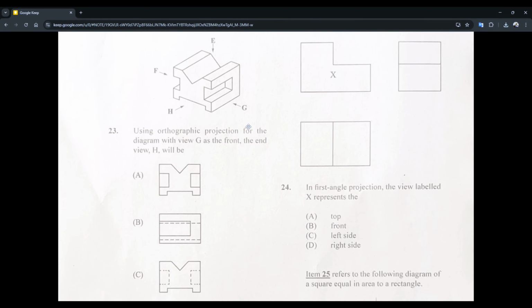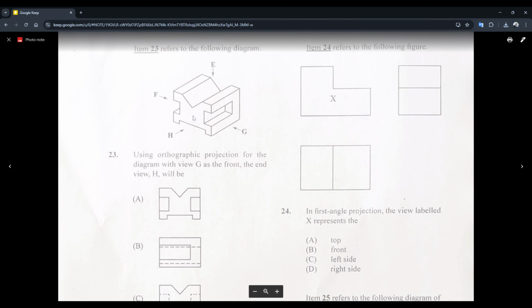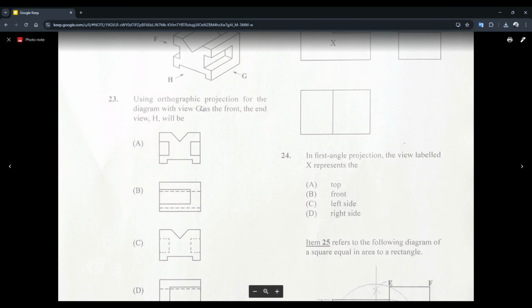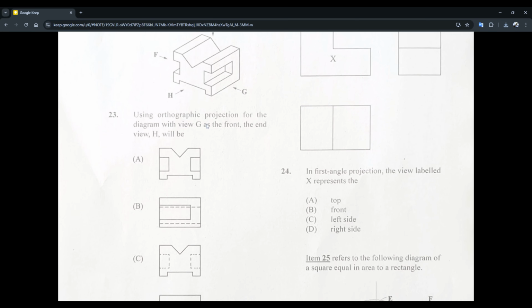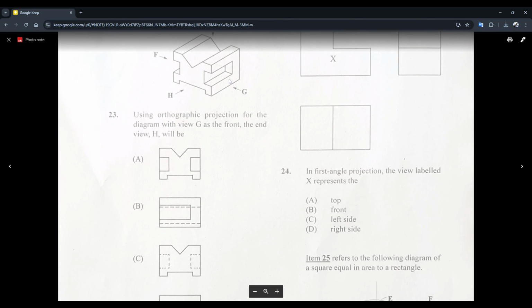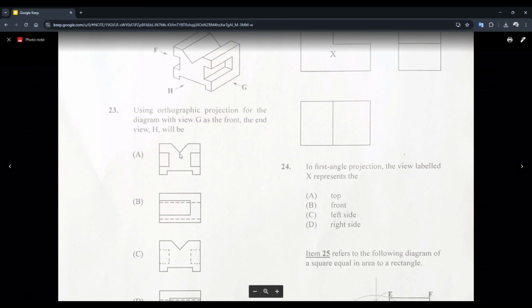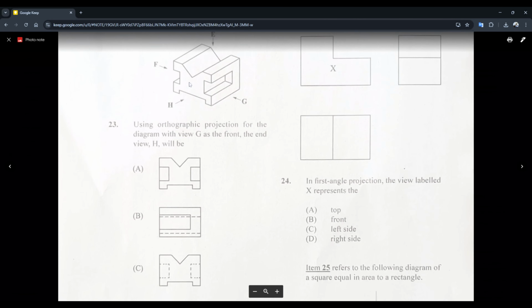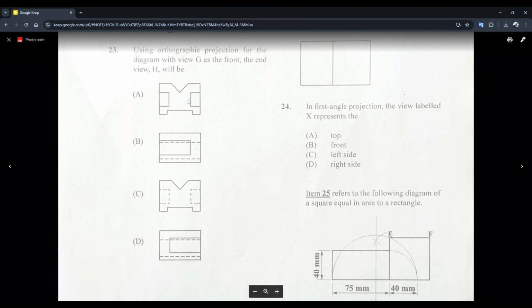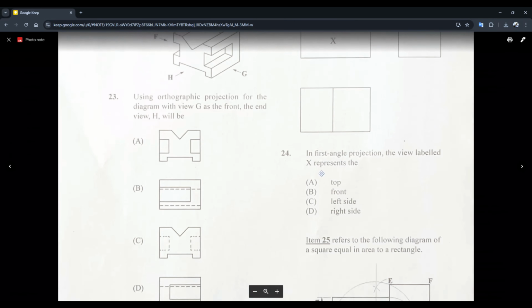Number 23. So this is our object here, our diagram. Using orthographic projection for the diagram with view G as front. All right, so this is G over here. The end H will be, so which one of these is H? H is A, number 23A.